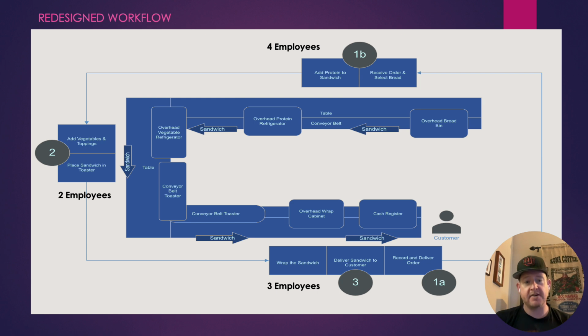Here, veggies and toppings are added from an overhead fridge, and then the sandwich is placed in a conveyor belt driven toaster, where it is both toasted and sent to station 3. It is here where we wrap up the order and deliver it to the customer.